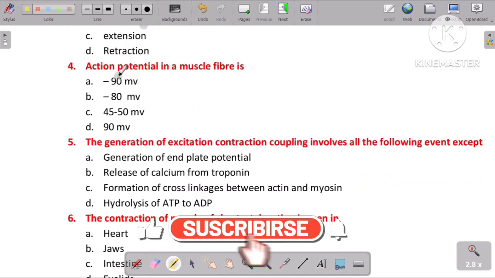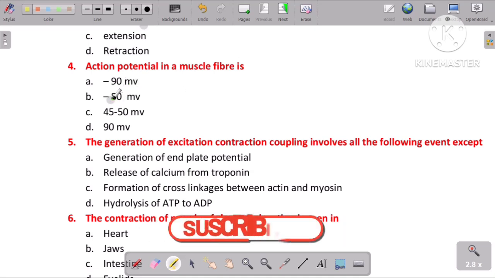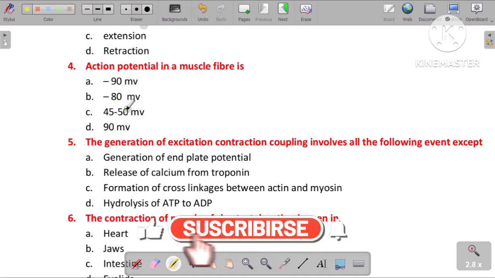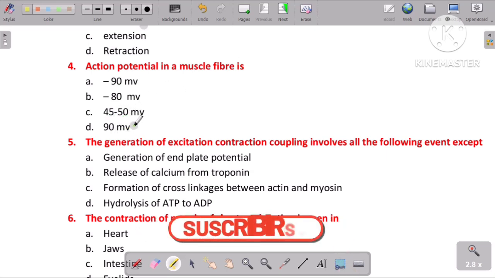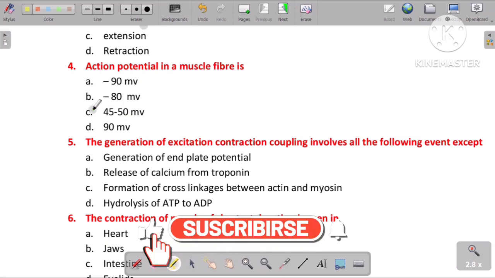So the next question is action potential in a muscle fiber is option A minus 90 millivolt, option B minus 80 millivolt, option C 45 to 50 millivolt, option D 90 millivolt. So beta, the right answer is option C 45 to 50 millivolt.